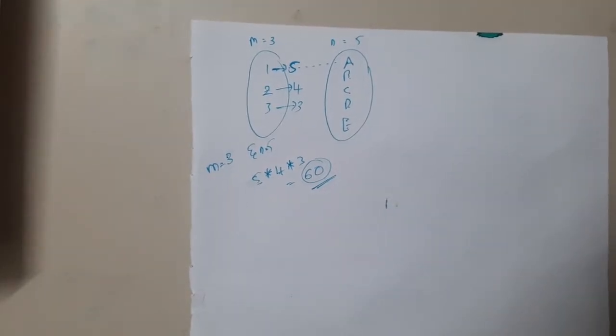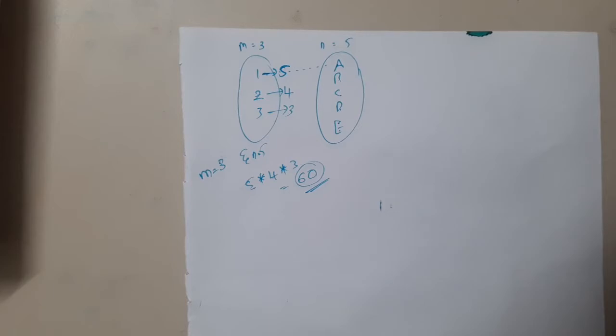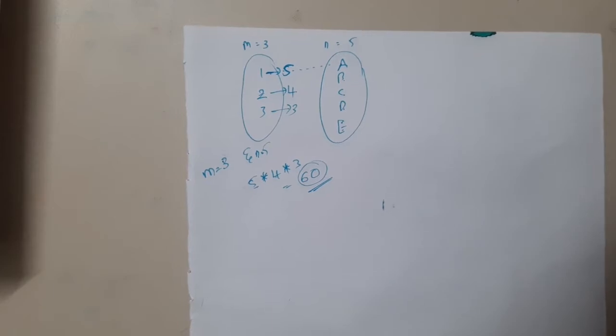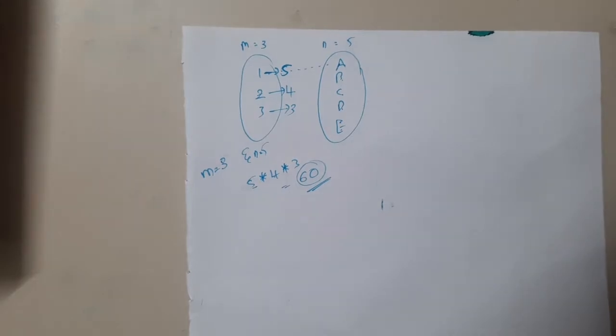But few students will ask, in this case you are able to solve it directly, but what if the question is given as 10 for m and 20 for n? Will you solve it in this way? That is not an ideal method.